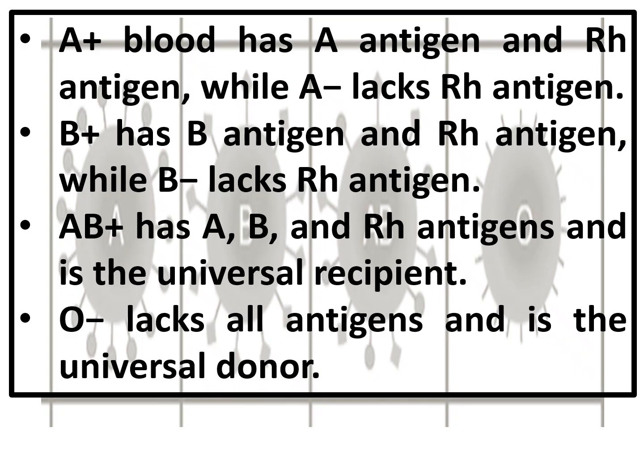A positive has A antigen and Rh antigen, while A negative lacks the Rh antigen. B positive has B antigen and Rh antigen, while B negative lacks the Rh antigen. AB positive has A, B and Rh antigen, and it is a universal recipient, whereas O negative lacks all the antigens and it is a universal donor.